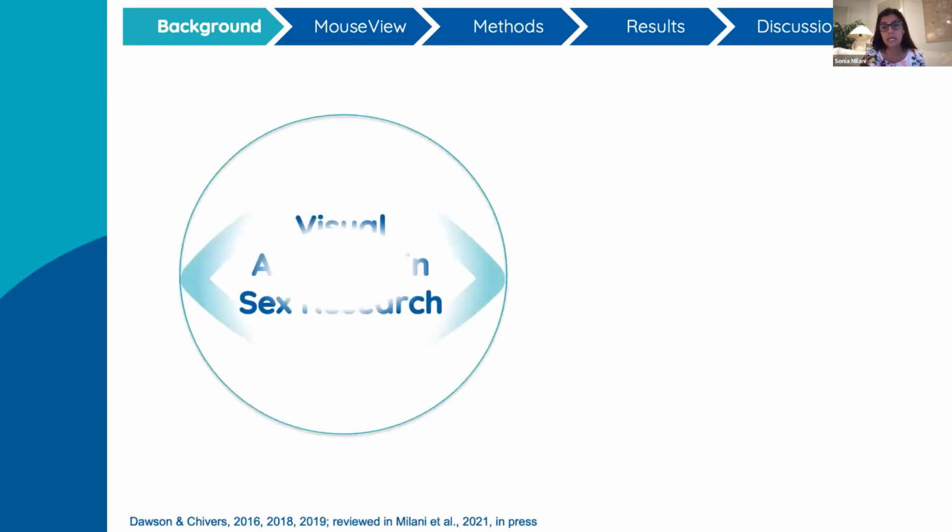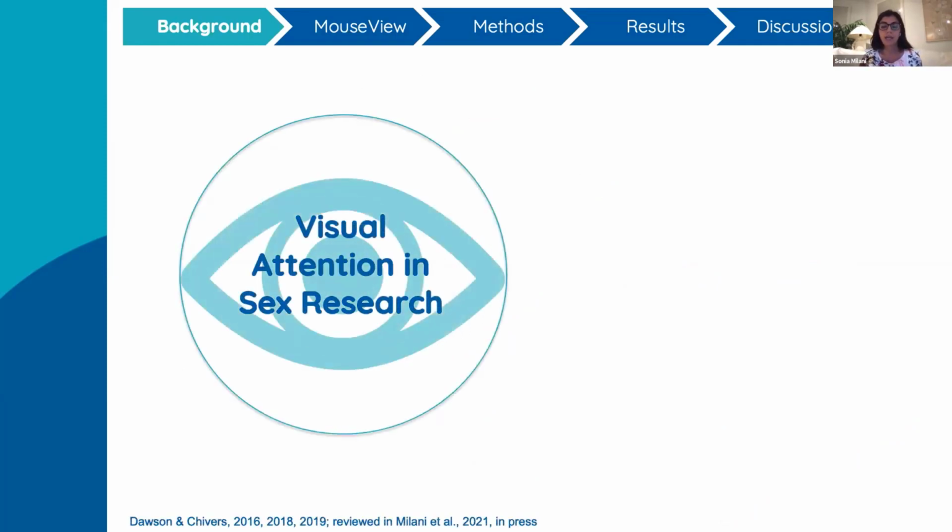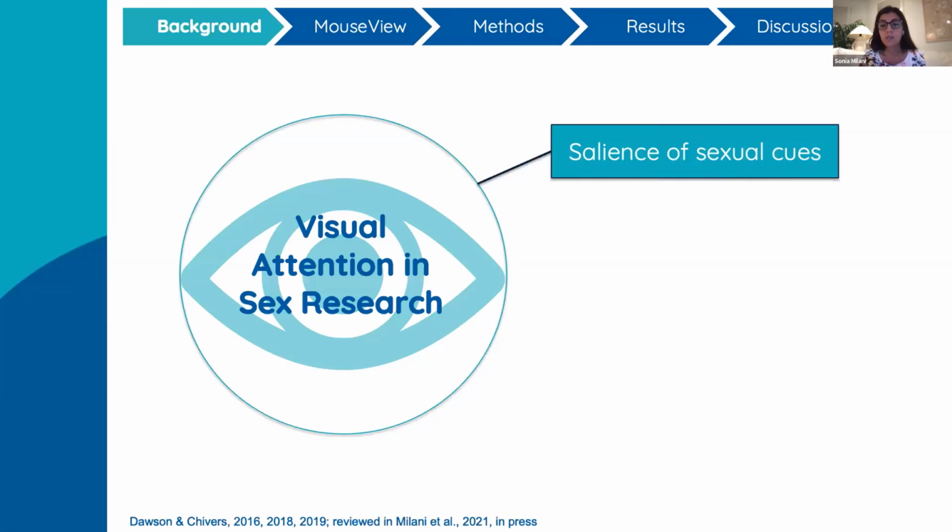Over the last 15 years, sex researchers have used eye tracking methodology to examine visual attention patterns, given that visual attention is a central component of most sexual experiences. We see, we like, we get aroused. Specifically, eye tracking has been used to assess differences in the attentional processing of sexual and non-sexual cues, so really showing the salience of sexual cues.